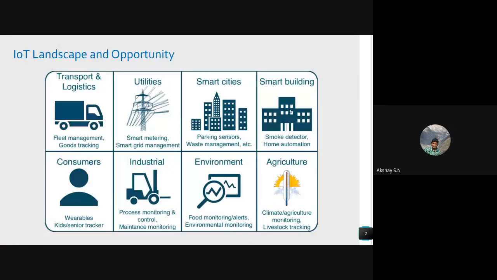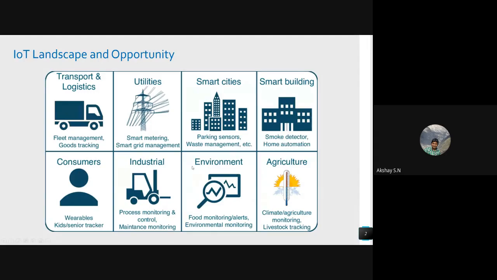So let me start. Today we all know IoT sensors are being deployed across numerous verticals, from transportation, logistics, utilities, smart cities, smart buildings, consumers, environment, agriculture, where sensors are being deployed to monitor the environment, collect the data, and then take some decisions. For example, in smart cities, there have been sensors deployed for parking and waste management. In smart buildings, there are tremendous amounts of sensors for home automation, like PIR sensors for automatic turn on and turn off of lights, smoke detectors, and so on.